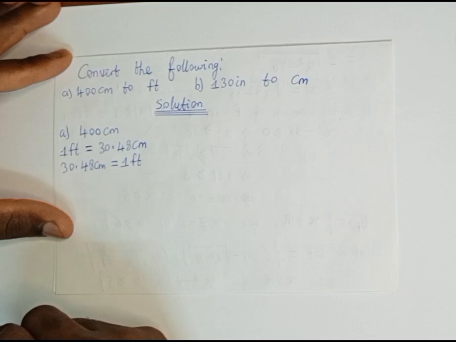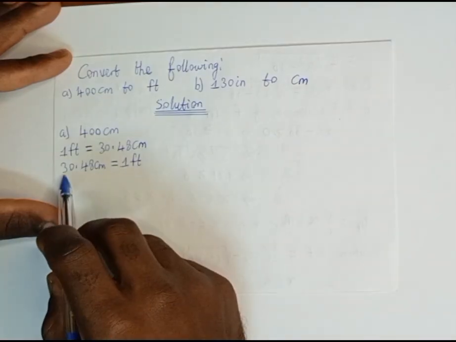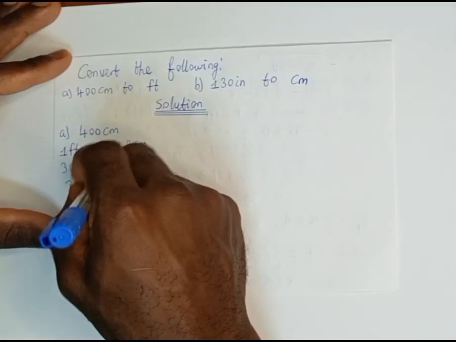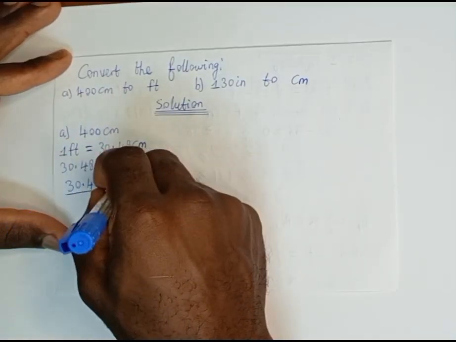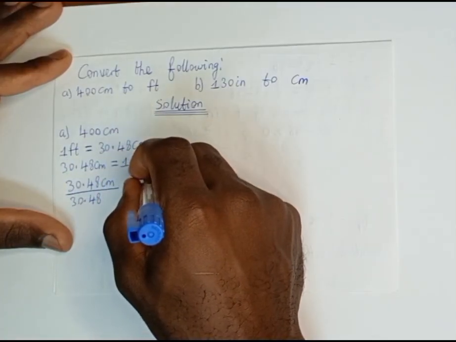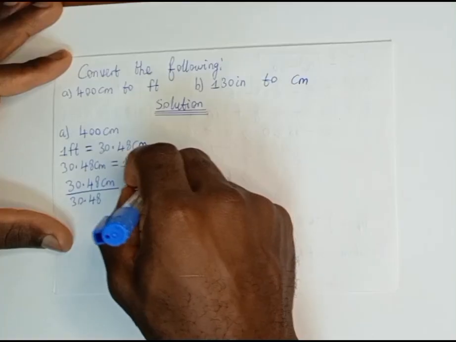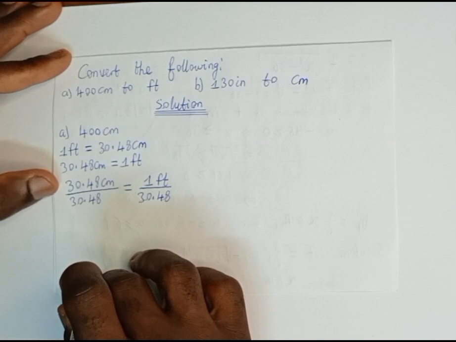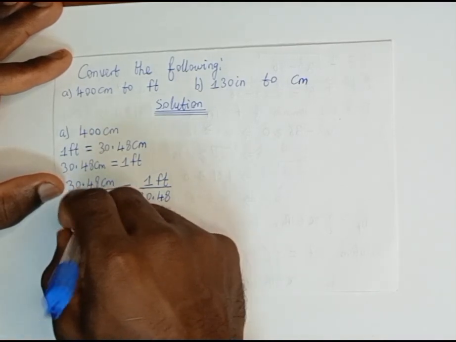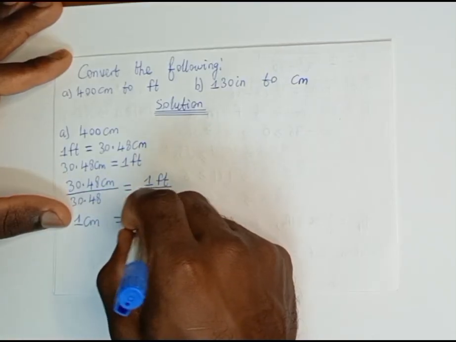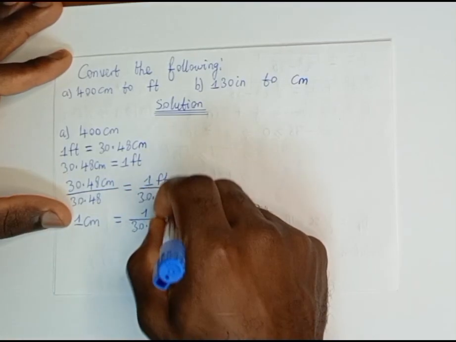Next, we have to find 1 centimeter in terms of foot. We are going to divide both sides by 30.48. This will give us 30.48 centimeters divided by 30.48 will be equal to 1 foot divided by 30.48. This will simply give us 1 centimeter to be equal to 1 all over 30.48. All this is in foot.